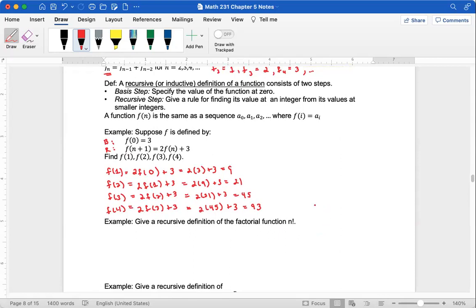So n factorial, the first term would be 1 factorial. That would be our first term of our function, so we want to give a basis step for that. The next term would be finding 2 factorial, and then 3 factorial, and then 4 factorial, and so forth, okay?